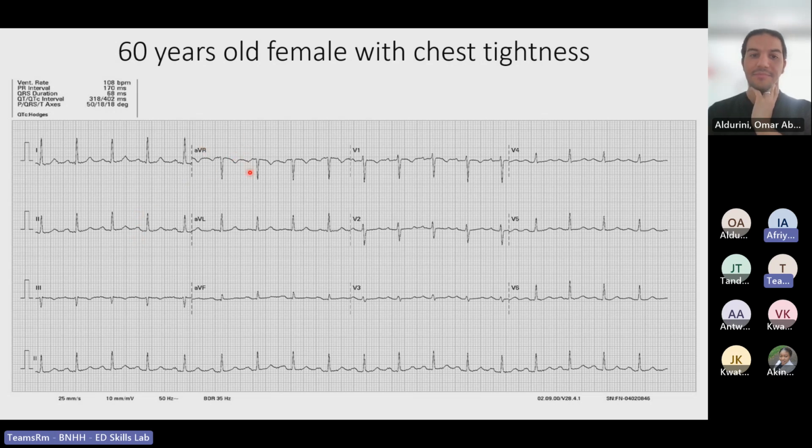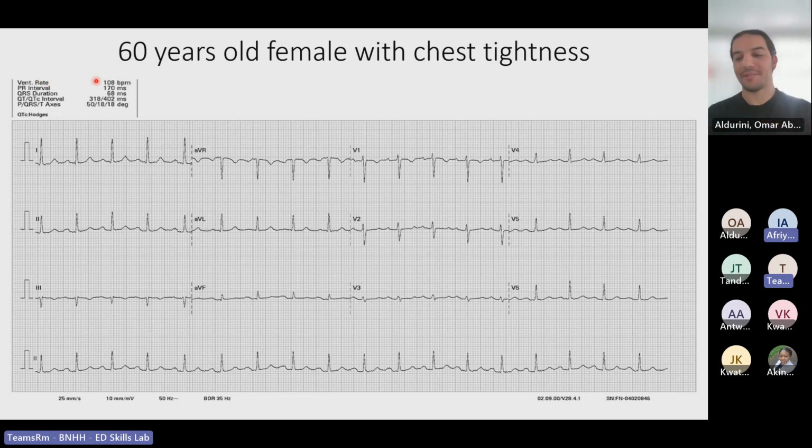The aVR should have inverted P waves, so the ECG is standard. After I'm done with the standardization, I need to check the presence of the P wave, then the QRS complex, and then the T waves. There is a step before that: I'll check the heart rate.